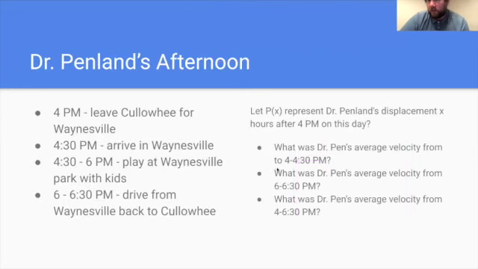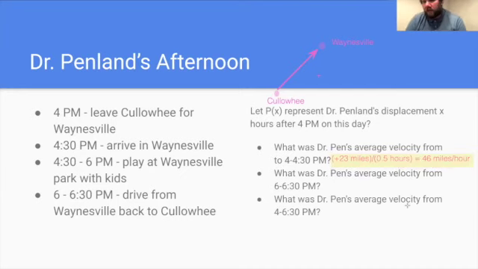So here are some questions about this example. What was my average velocity from 4 to 4:30 p.m.? Remember, we're moving in the positive direction. We're moving from Cullowhee to Waynesville. We decided from Cullowhee to Waynesville was positive. So we went forward 23 miles. So we have plus 23 miles divided by 0.5 hours, which gives us 46 miles per hour.